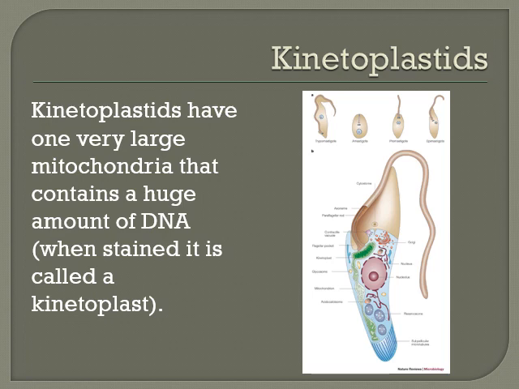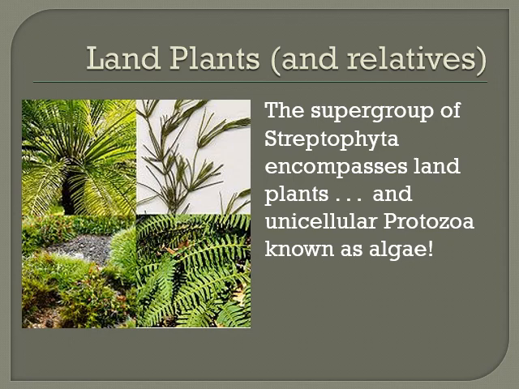A kinetoplastid is a very, very large mitochondria, and it contains a huge amount of DNA. Typically, you're going to see these at the base of a flagella. So that was the excavates. The excavates and the euglenoids.